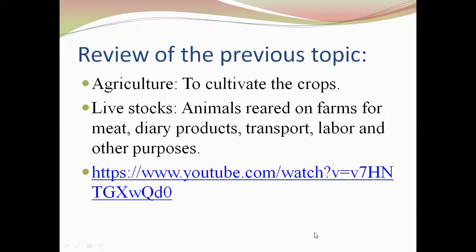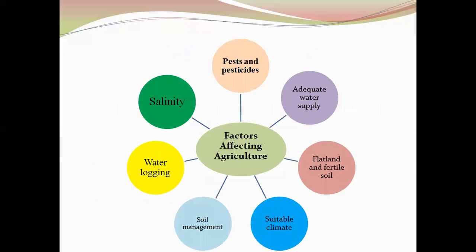What did we learn? We learned about agriculture, that means to cultivate the crops, and livestock means animals reared on farms for meat, dairy products, transport, labor, and for other purposes. Here is a video link given for you. You can watch the video for your better understanding.